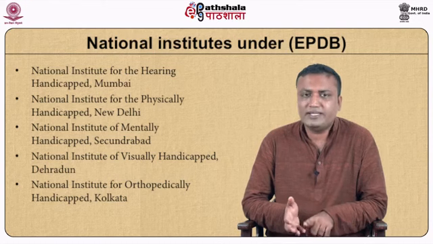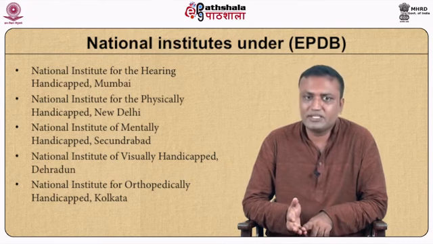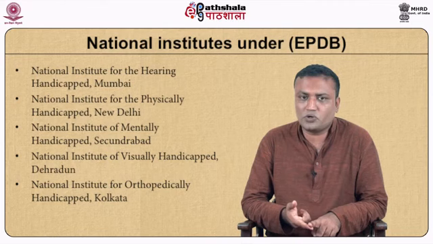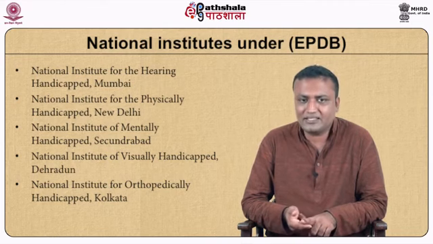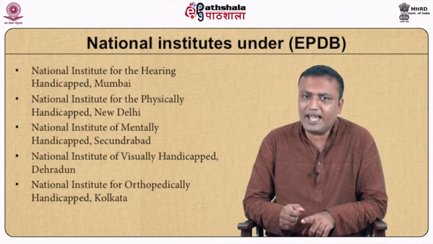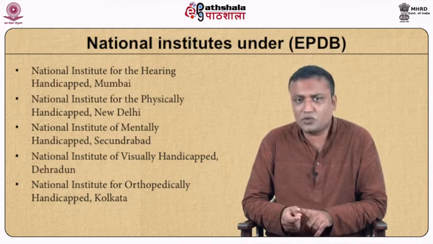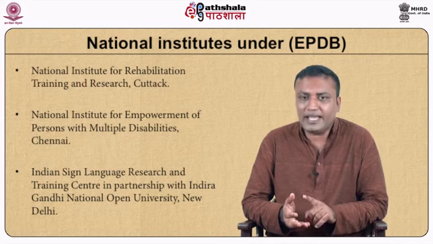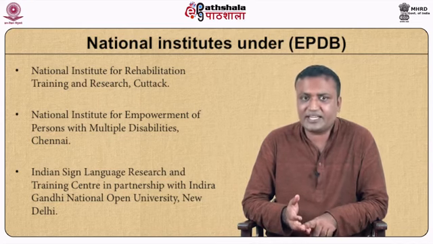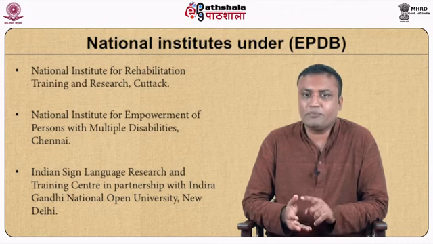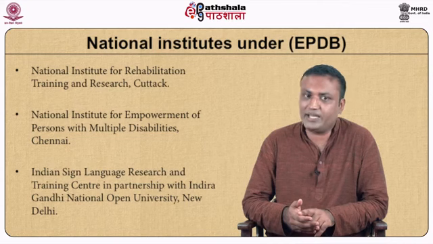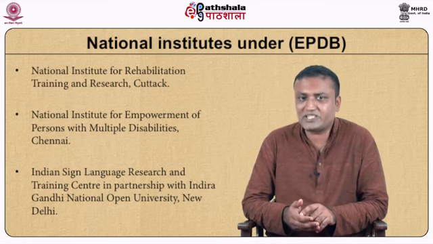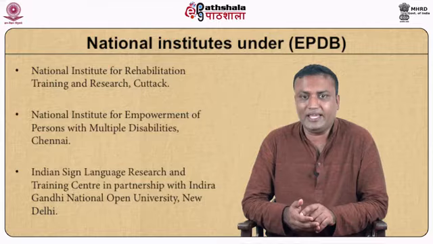They are: first, National Institute for Hearing Handicapped, Mumbai; second, National Institute for Physically Handicapped, New Delhi; third, National Institute for Mentally Handicapped, Secunderabad; fourth, National Institute of Visually Handicapped, Dehradun; fifth, National Institute for Orthopedically Handicapped, Kolkata; sixth, National Institute for Rehabilitation, Training and Research, Cuttack; seventh, National Institute for Empowerment of Persons with Multiple Disabilities, Chennai; and eighth, Indian Sign Language Research and Training Center in partnership with Indira Gandhi National Open University, New Delhi.